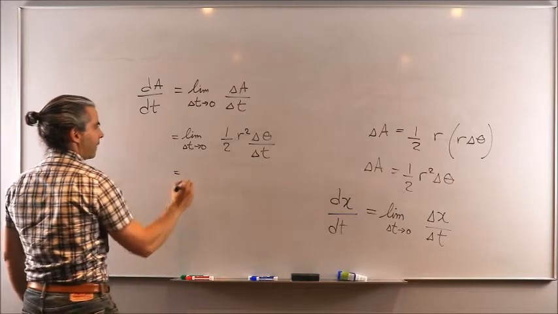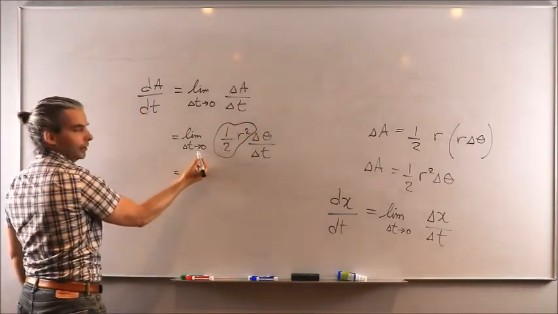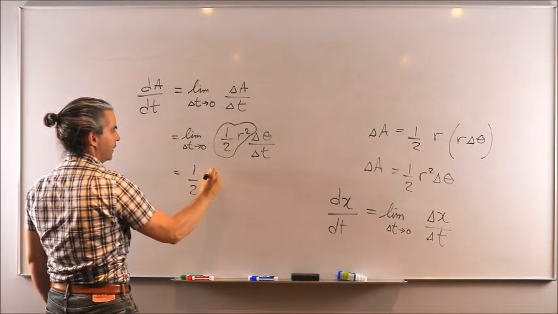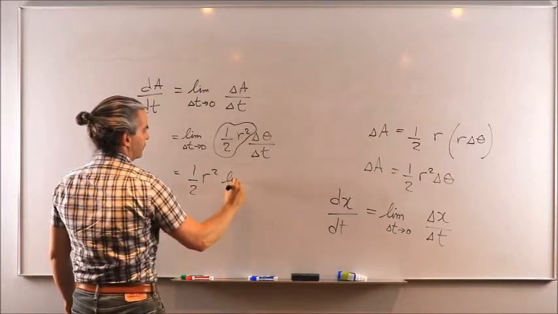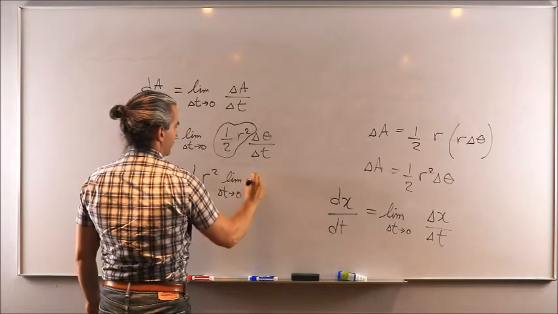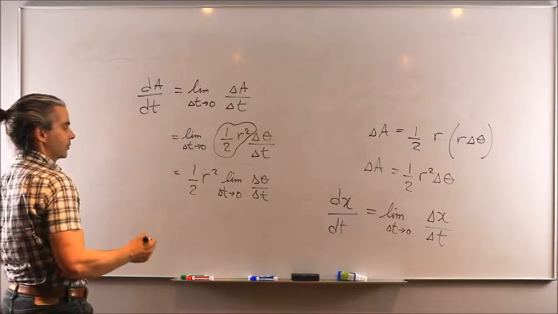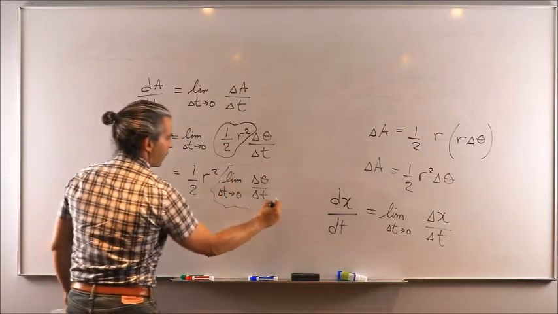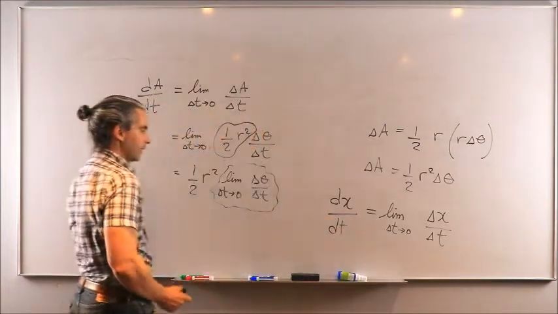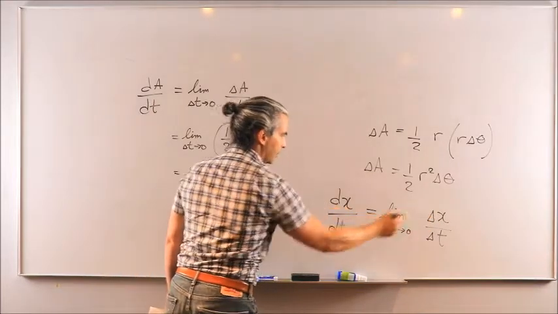Now, this is not affected by the limit of delta t towards 0, hopefully you'll agree. So we could rewrite 1/2 r squared times the limit of delta t towards 0 of delta theta over delta t, and surprise, surprise, what do you get here? You get the definition of a time derivative, applied to the true anomaly as opposed to some generic variable.